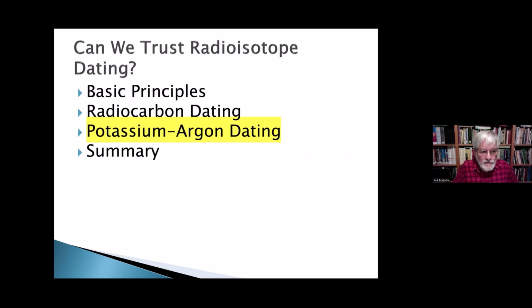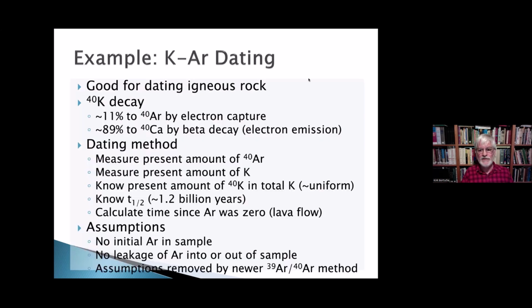And so then one other technique I want to look at is potassium-argon dating. Potassium-argon dating is good for dating igneous rock. We look at potassium-40, and it decays 2 different ways. Some of it decays to argon-40 by electron capture. And so how do we date with potassium-argon? With radiocarbon, we're looking at the parent and measuring the parent, this carbon-14, as it drops down. With potassium-argon, we're looking at the daughter. So we're measuring this daughter isotope, the argon-40.